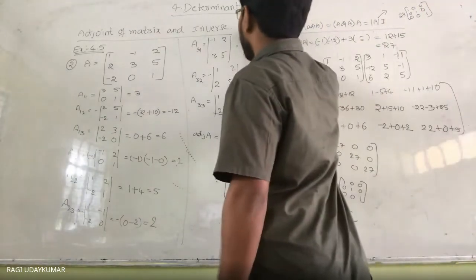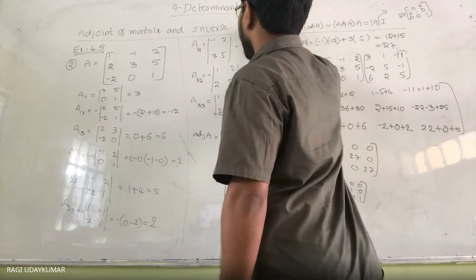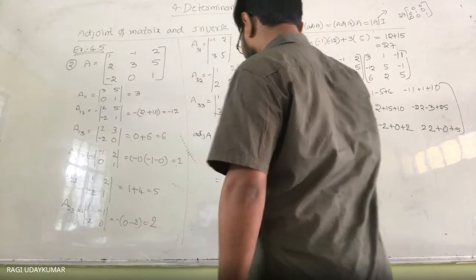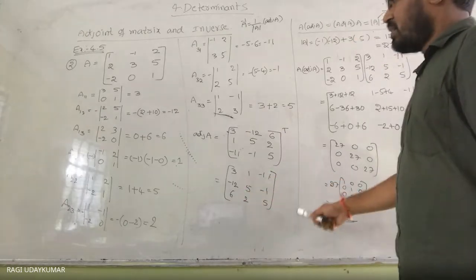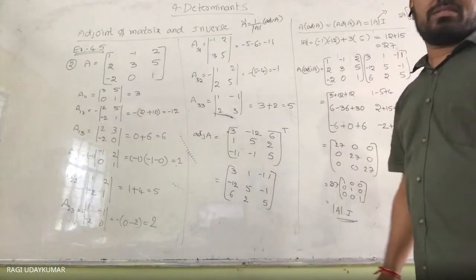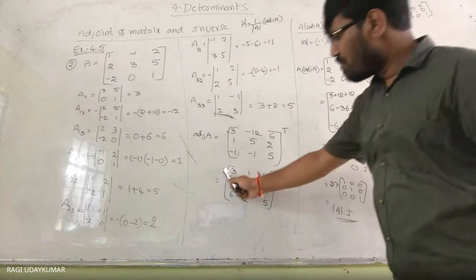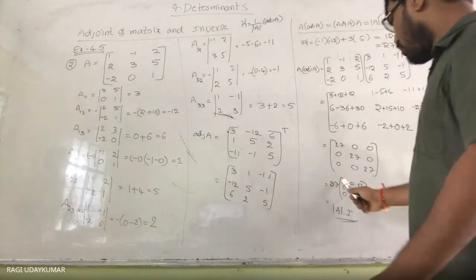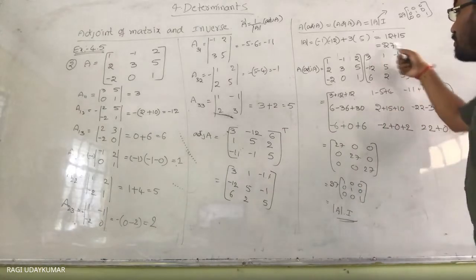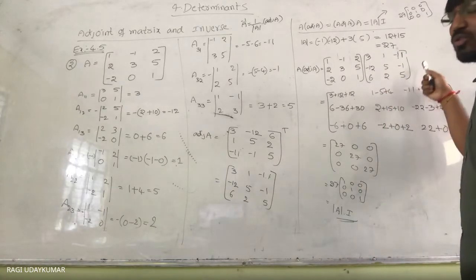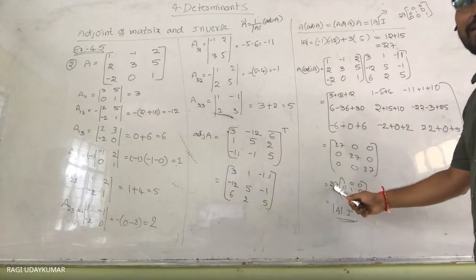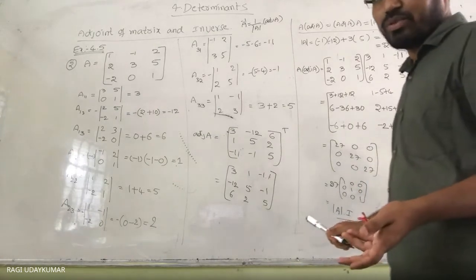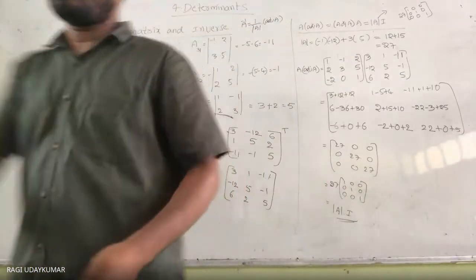A inverse is equal to 1 by determinant of A, 1 by det A into adjoint of A. That means this is the adjoint of A. Determinant of A already we found. This is 27. So 1 by 27 into this matrix. That is inverse. इसको 27 से मल्टीप्लाई कर लिया है तो इस एलिमेंट्स को इधर 27 नहीं आएगा तो आइडेंटिटी आएगा तो वही इनवर्स हो जाएगा. So that is the only thing we need to do, okay.